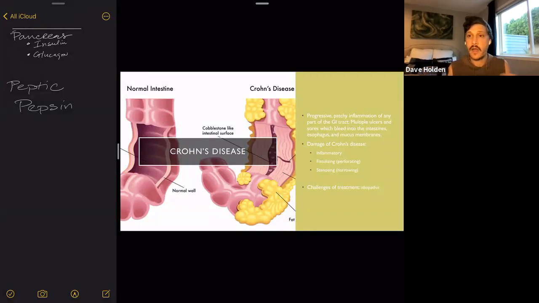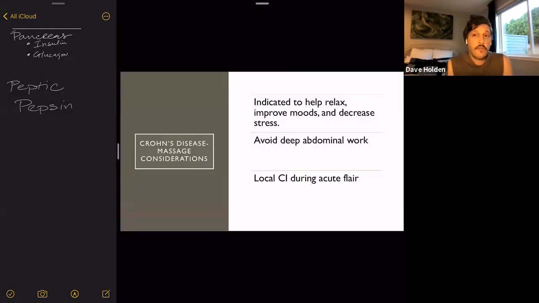And the biggest challenge with treating Crohn's disease is we don't really know what causes it. So we really don't have a way of treating the cause. All we really can do is manage symptoms. So we can put them on anti-inflammatories, usually really strong steroidal anti-inflammatories. But for massage considerations, we can help them relax. Relaxation always helps the immune system. That improves their moods and decreases stress. But we want to avoid deep abdominal work. They probably will not request deep abdominal work because their guts are very sensitive and they're always crampy and bloated. If they're having an acute flare of Crohn's disease, like they're actively going through the pain, we probably would just avoid massage altogether.